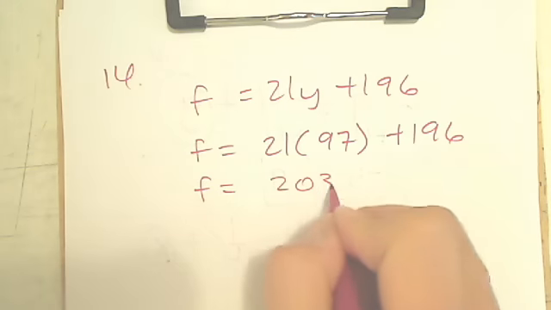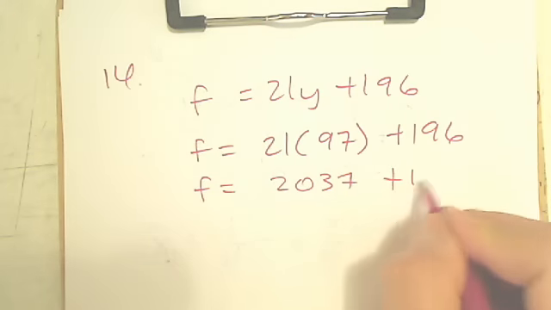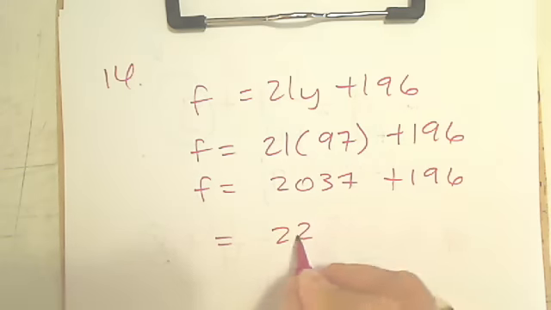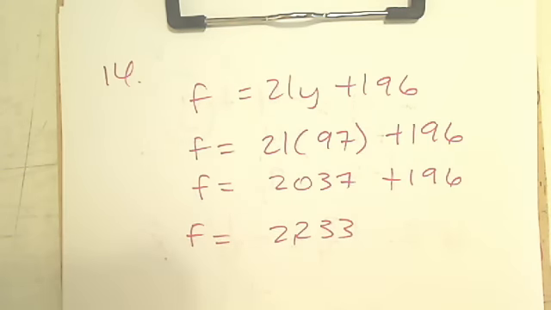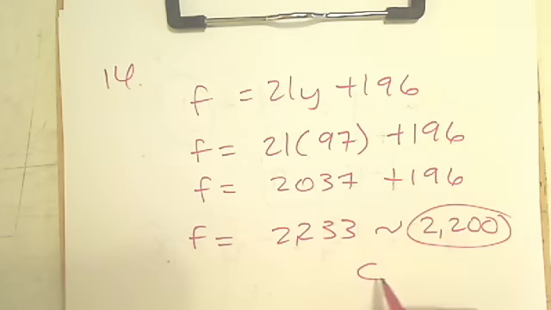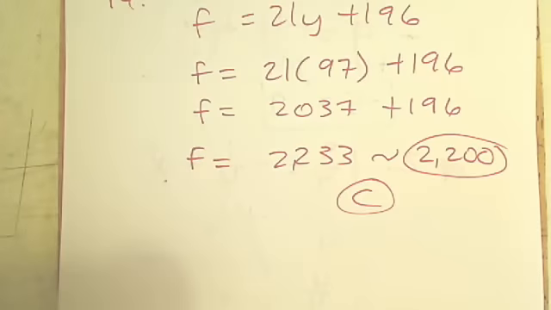How about 2037 plus 196? The total bill becomes 2033, but it says best estimate. You're going to round it to 2,200, or letter C. Letter C.